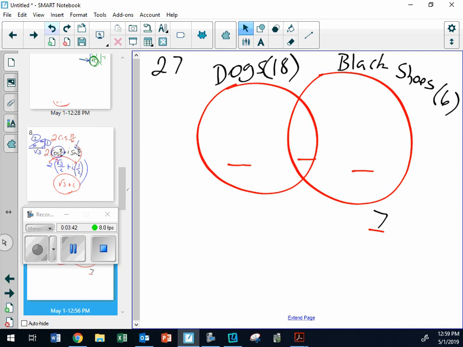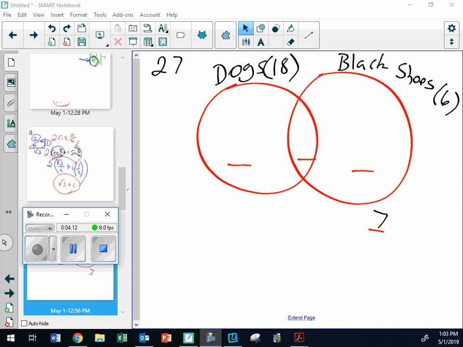There's usually a few kids who are like, no, it's impossible because I added them up, and 18 plus 6 plus 7 is more than 27. It is more than 27, but that doesn't mean it's impossible because some people are in both groups. All right, you need to struggle with this for a minute, so give it a shot and try to find some combos that would work.